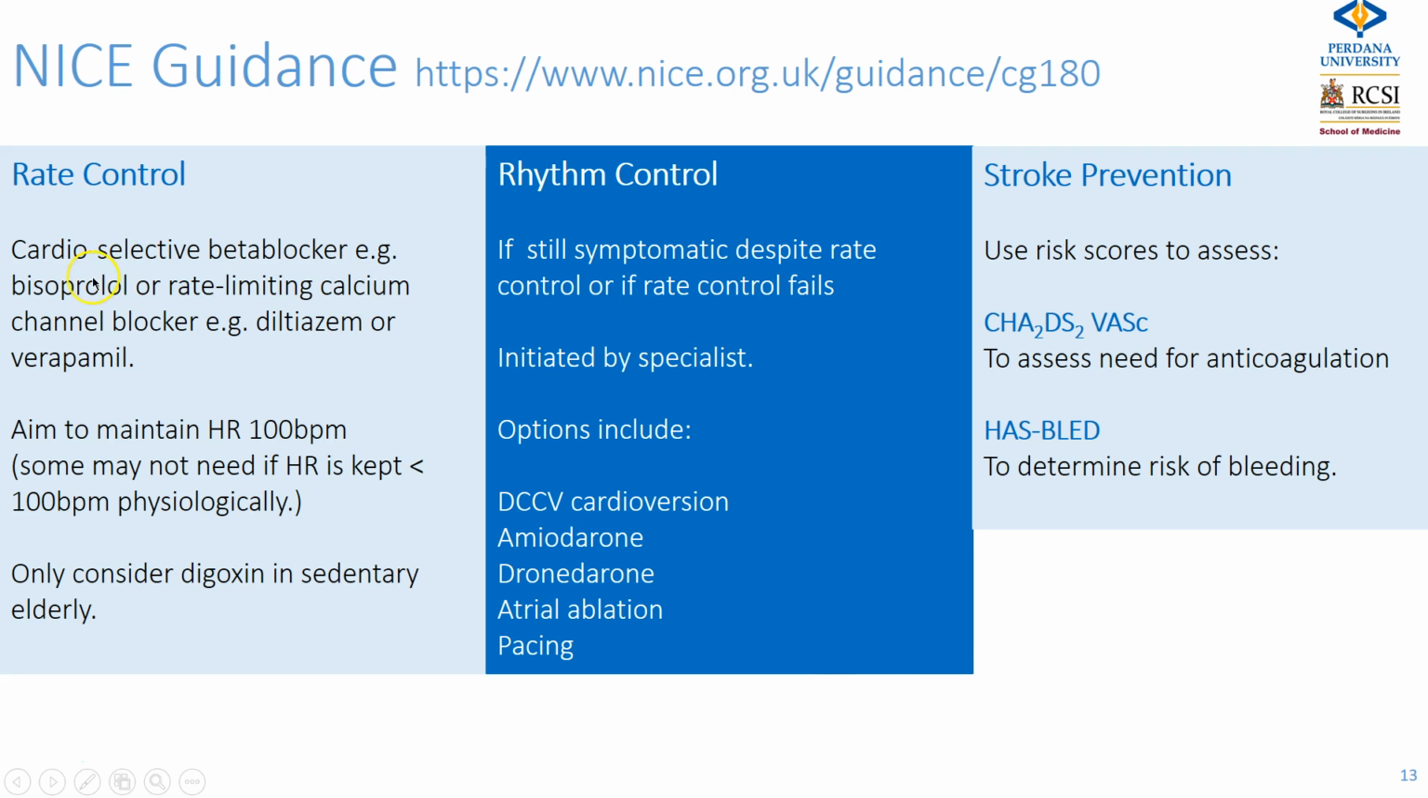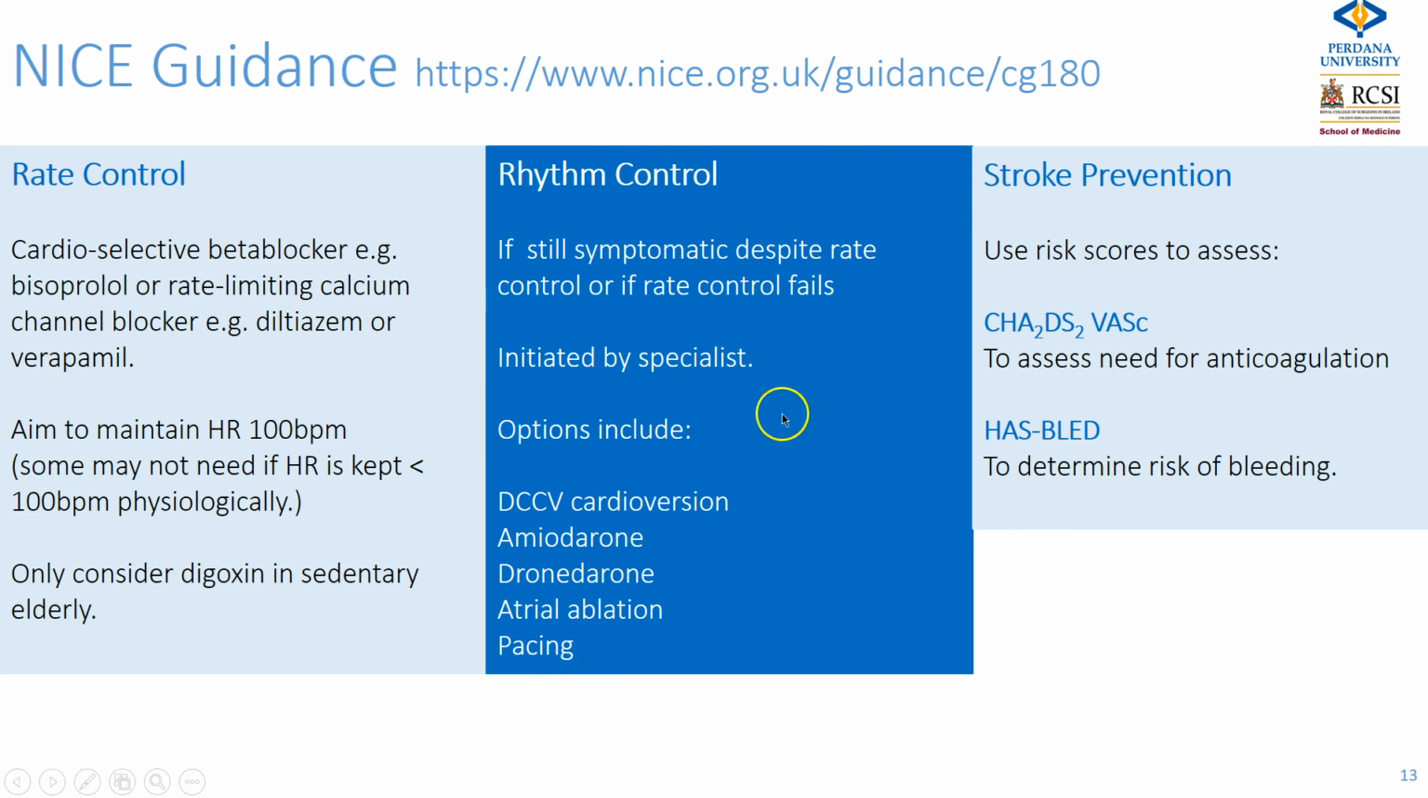So for rate control, they suggest a cardioselective beta blocker such as bisoprolol or a rate-limiting calcium channel blocker such as diltiazem or verapamil. You should aim to maintain the heart rate less than 100 beats per minute. And only consider digoxin in elderly sedentary individuals. For rhythm control, this would be used if the patient is still symptomatic despite rate control or if rate control fails. This would be initiated by a specialist, and the options available are cardioversion, amiodarone, or cardioversion plus amiodarone thereafter, or if amiodarone doesn't help, dronedarone, atrial ablation, and pacing.